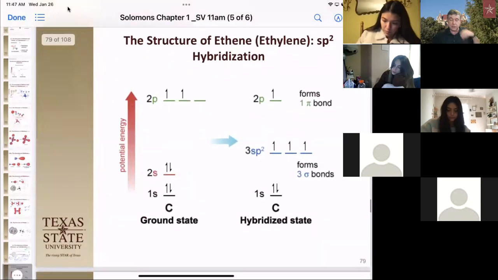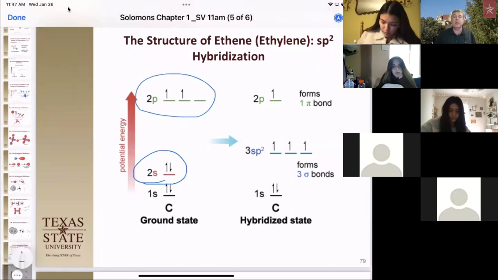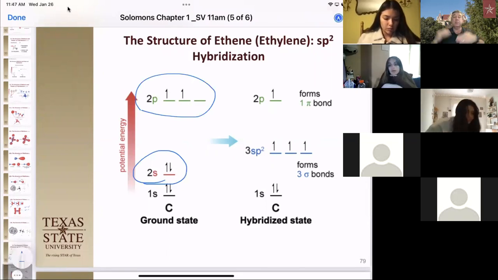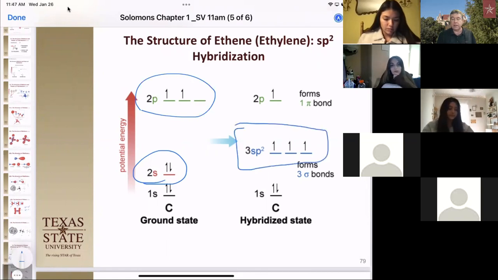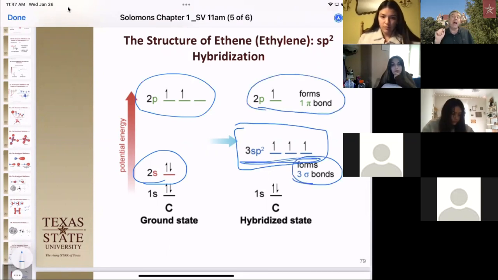Okay, so let's talk about how we did this. Remember, carbon has 4 valence electrons, so it's in group 4A. To help spread those out evenly, we can take 2 of the p orbitals and 1 of the s orbitals and get 3 equal orbitals, and these are going to form our sigma bonds. The p orbital cannot form a sigma bond. Only the hybrid orbitals or the s orbitals can form sigma bonds.